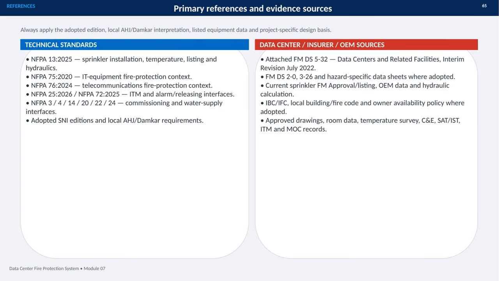The second group includes insurer guidance, FM data sheets, current equipment approvals, OEM information, calculations, building and fire codes, and owner policies. Finally, approved drawings, room data, temperature surveys, cause and effect documentation, SAT and IST records, IDM records, and management of change records provide the project evidence needed to verify that the system remains appropriate over time.